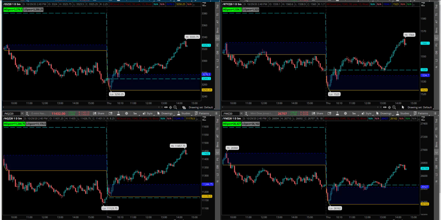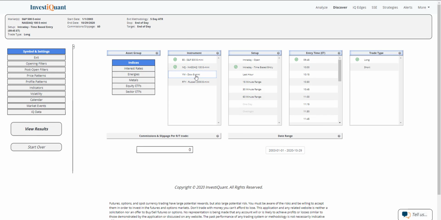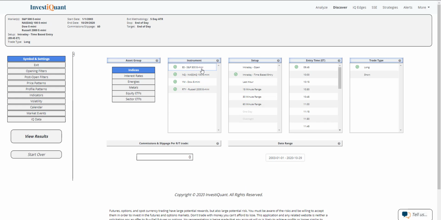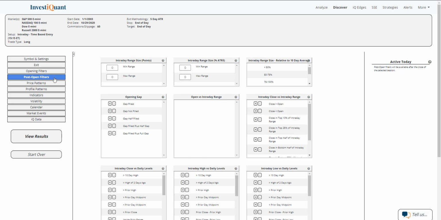So let me go into Discover and set it up. We'll look at all four instruments, even though it's only currently true for the S&P and the Russell. The setup we're going to use is an intraday time-based entry, and we'll use the last hour or so of trading. So let's do a 3:15 p.m. Eastern Time entry. We'll set it up as a long, so it'll enter at 3:15 p.m. Eastern Time, exit at the close, which is 4:15 p.m. Eastern Time.